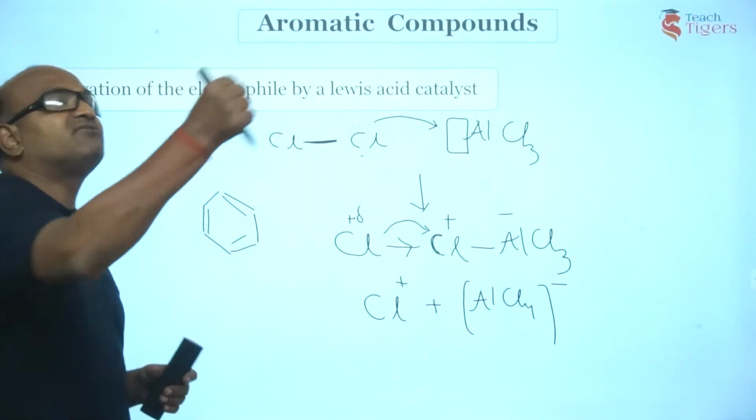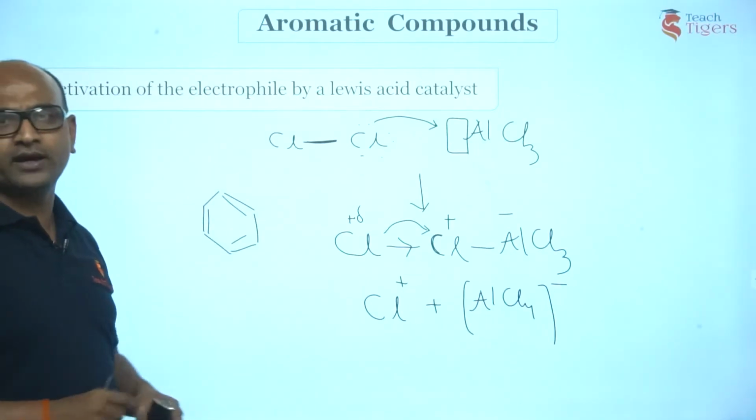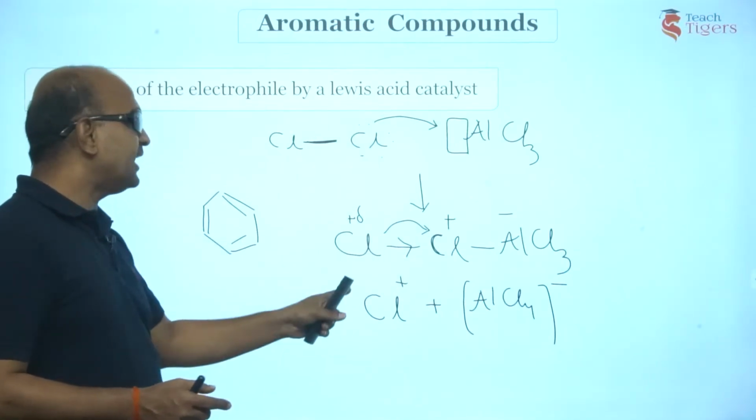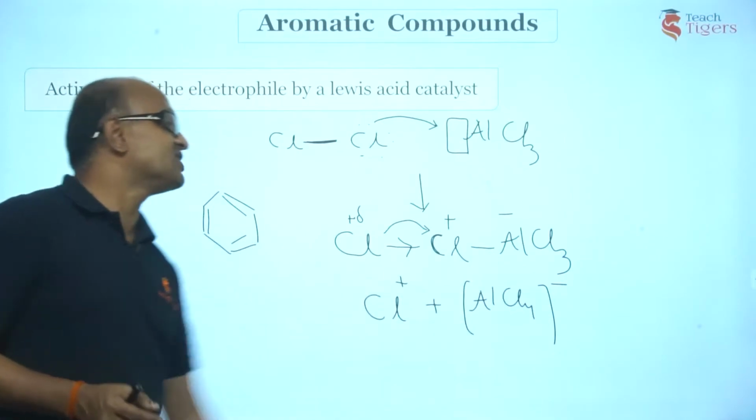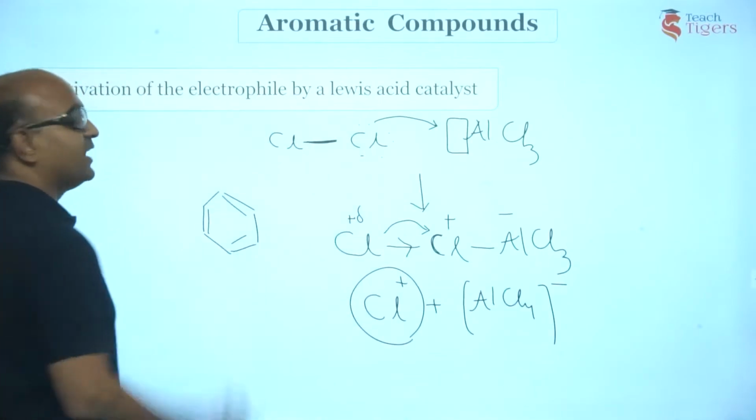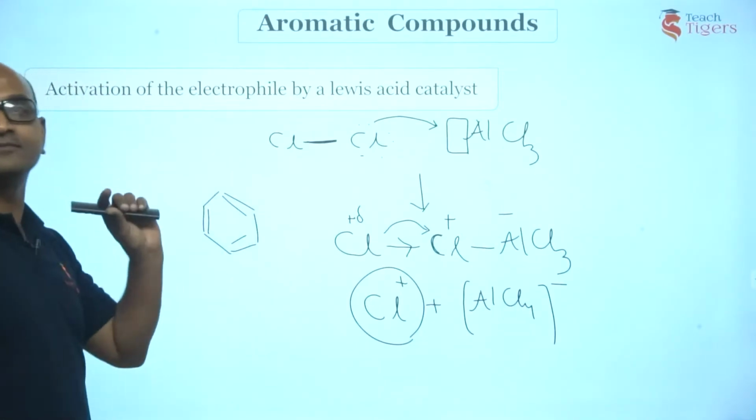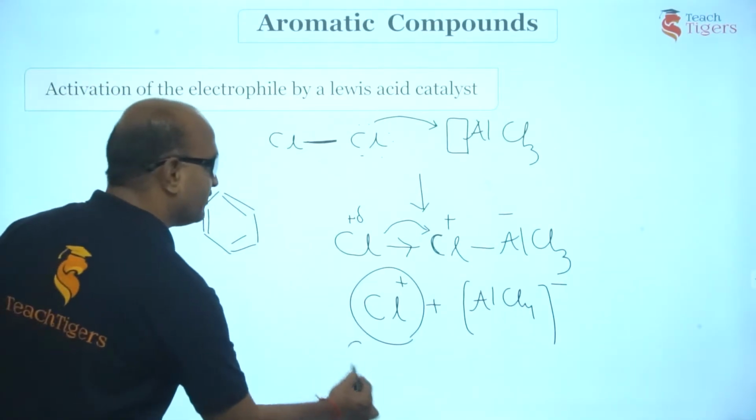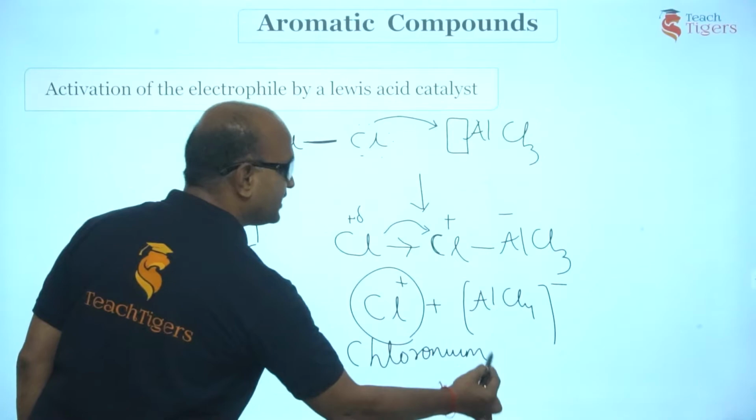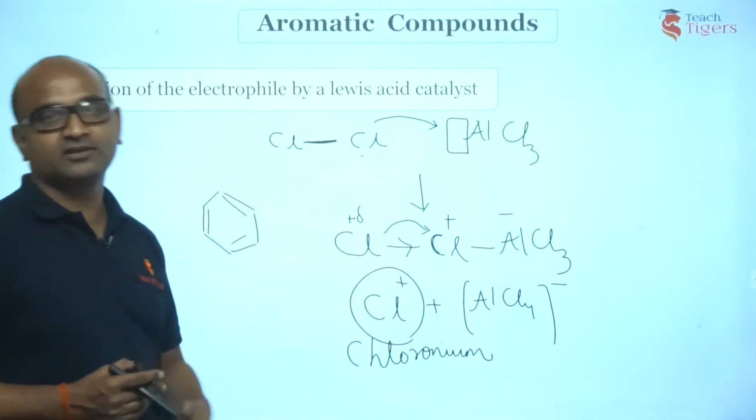Now what did I do? I have just added a Lewis acid. What was that? AlCl3. What does it do? It activates the electrophile. How did it activate? It has first polarized the bond, right? And then it takes away the electron from this chlorine, giving rise to AlCl4 minus and Cl plus. Now this Cl plus acts as electrophile. Now why did this chlorine give electron? Because it knows it can attack the benzene ring. Right? So this is the electrophile. We'll call this as chloronium ion. Am I right, guys? This chloronium ion acts as the electrophile during chlorination, right?